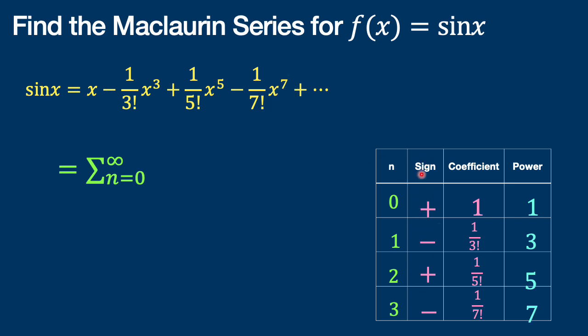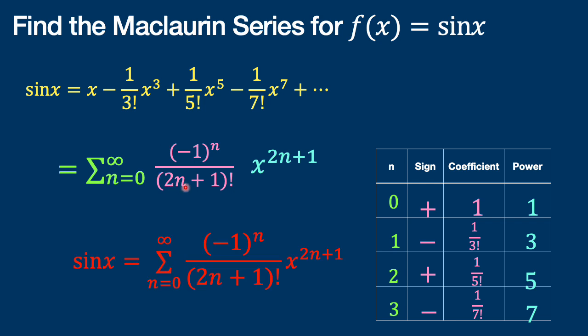How can we find the sign? That's going to be negative 1 to the nth power. Look at the denominators: 3 factorial, 5 factorial, 7 factorial. Those are odd numbers, that's why it is 2n plus 1 factorial. This odd number is exactly the power of x. So x^(2n+1). That's the general term for the Maclaurin series of sine x.